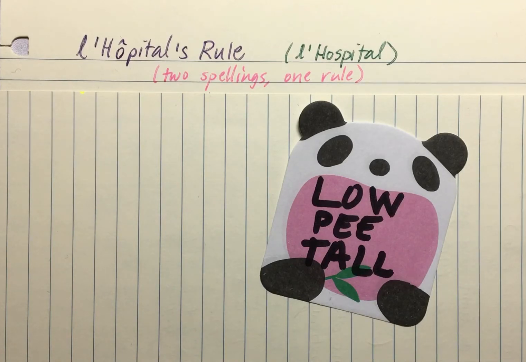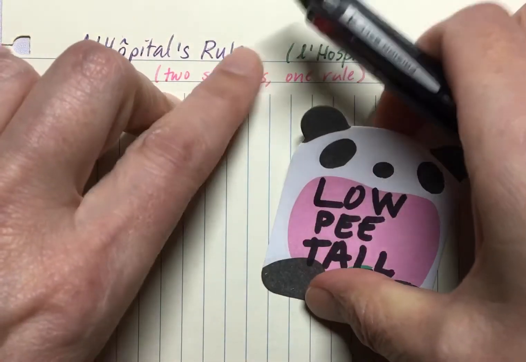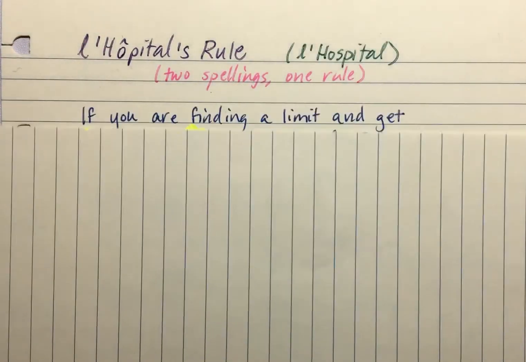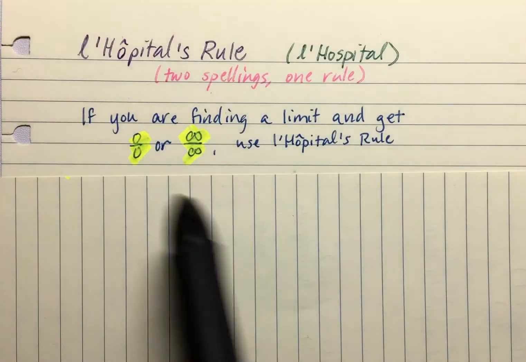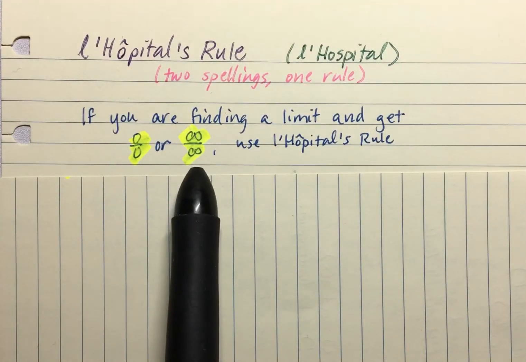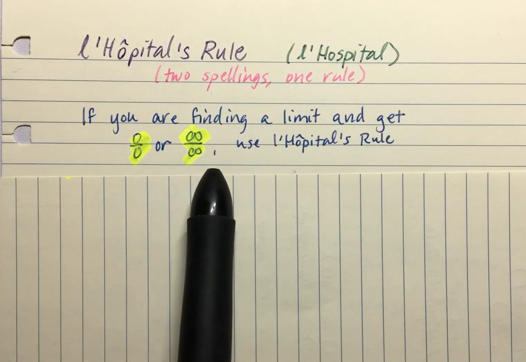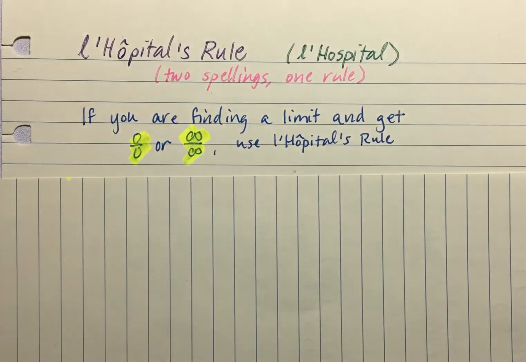L'Hopital. Okay, so L'Hopital's rule is used when finding limits. We didn't do this when we were doing limits earlier in the year because we didn't know enough calculus to do it. So here we are with lots of calculus under our belts, and we're going to learn about L'Hopital's rule. And I'm going to move the panda out of the way. So if you're finding a limit and you get 0 over 0 or infinity over infinity, it has to look like that, and you need to check first. You use L'Hopital's rule.